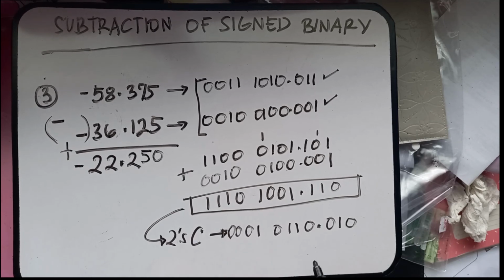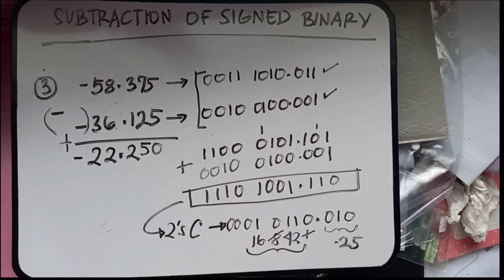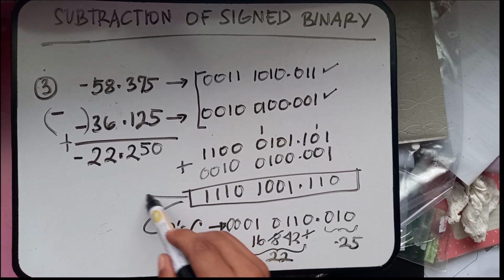Alright, so let's count. On the fractional part, we know that this is 0.25. For this, this is 1, 2, 4, 8, and 16. We cancel those with zeros, and what is left is just 16 plus 4, that is 20, plus 2, that is 22. So this becomes 22. So meaning we have a correct answer. This number here is 22.25, which is the same as our decimal.